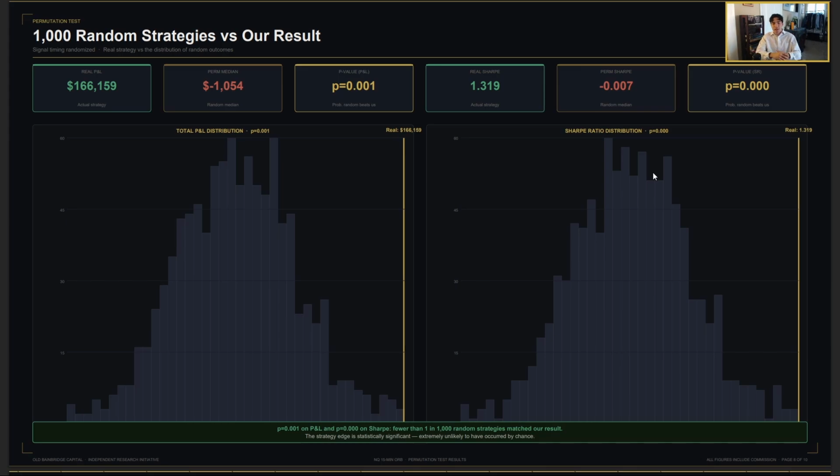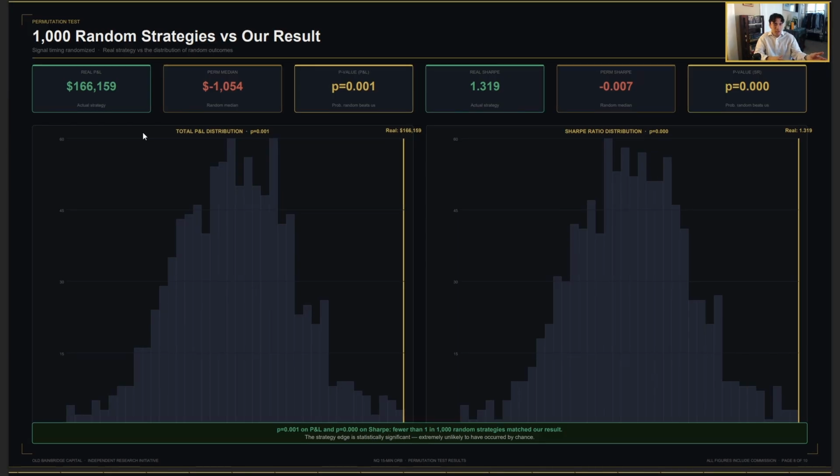The permutation test is a statistical significance test that compares a strategy's performance against a distribution of randomly generated strategies using the same data. The resulting p-value quantifies the probability that the observed edge could have occurred by chance alone. Other than slippage, our strategy actually performed the best in comparison to the Monte Carlo and the walk forward out of sample when it came to this, which is definitely a confidence booster when it comes to the 15-minute ORB strategy. When it randomly generated strategies on the same data, the permutation median was 1,054 in PNL, and the average permutation Sharpe was actually negative 0.007.